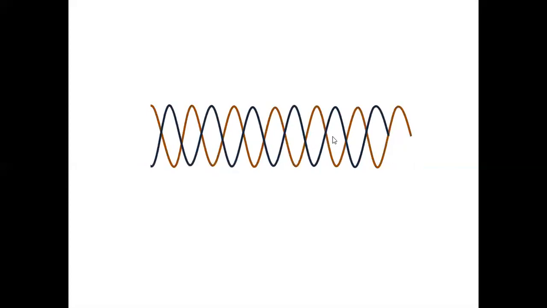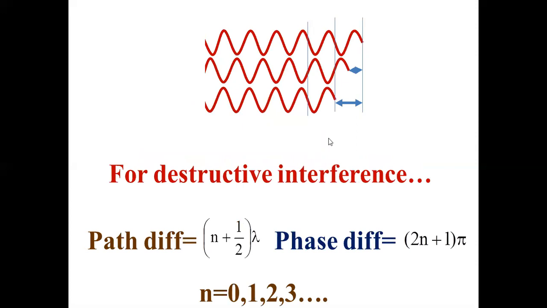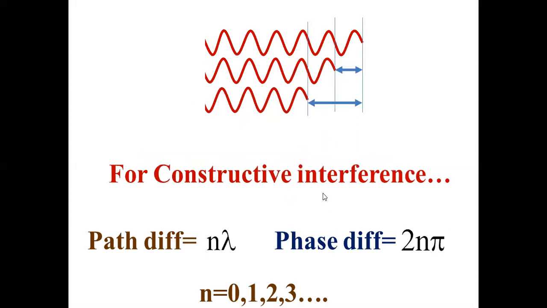So shall I write it in terms of n lambda? I can write it in terms of n lambda. For constructive interference, the two waves either must start from the same point, have no path difference, or must start from 1 lambda difference or 2 lambda difference. Am I right? Then it is n lambda, n starting from 0. No path difference means both are traveling from the same point. 1 lambda means one is traveling 1 lambda later, another one 2 lambda later.